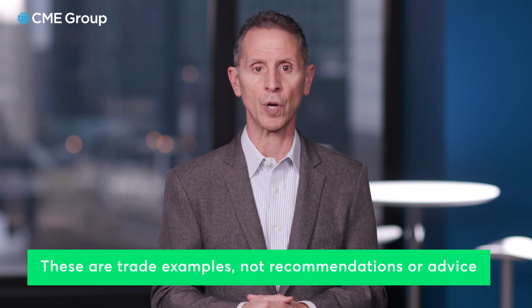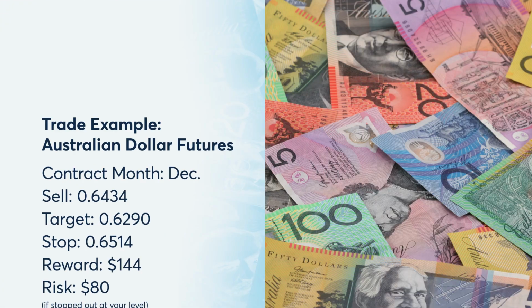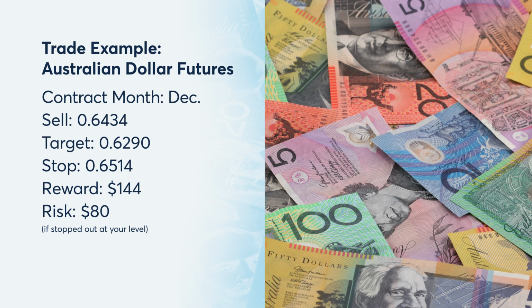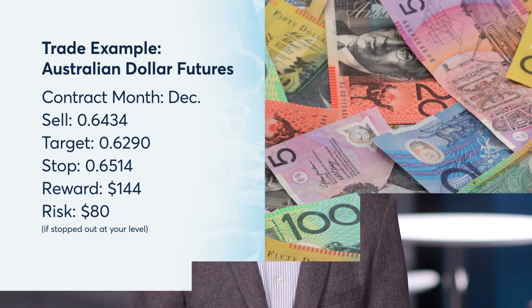If a trader believes the Australian dollar could continue lower from here, they could sell the December micro Australian dollar futures contract at 0.6434 and target a move to the 2023 lows of 0.6290. Now, a stop for this trade can be placed above at 0.6514. This trade can make $144 if the target is reached and risks $80 if you're stopped out of your level.